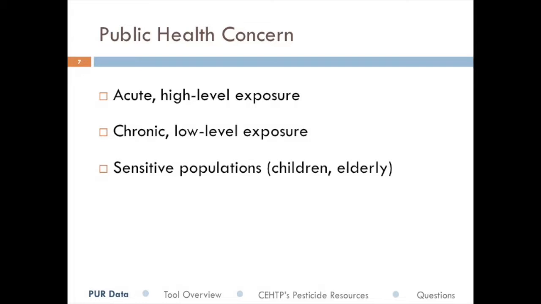Another reason public health might pay attention to pesticides is that sensitive populations, such as children, are more vulnerable to exposure. They're more likely to exhibit behaviors that would increase their risk, like playing on the floor and putting their hands in their mouths. They eat and drink more than adults relative to their body weight, and of course, their brains and bodies are still developing.